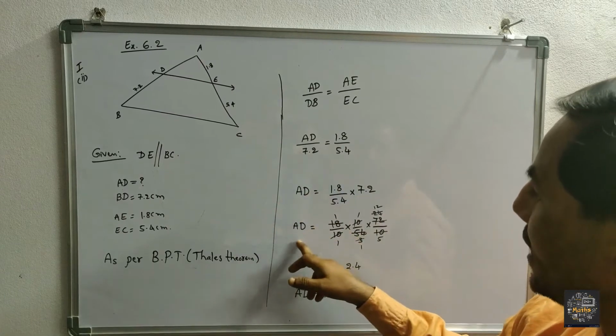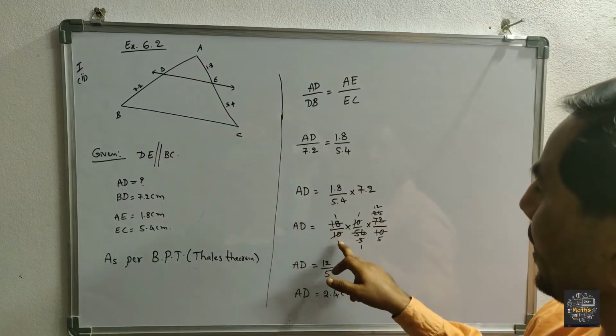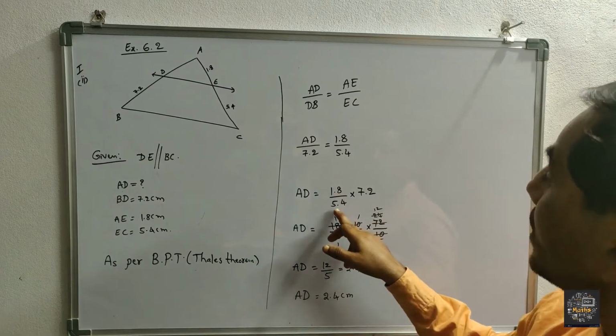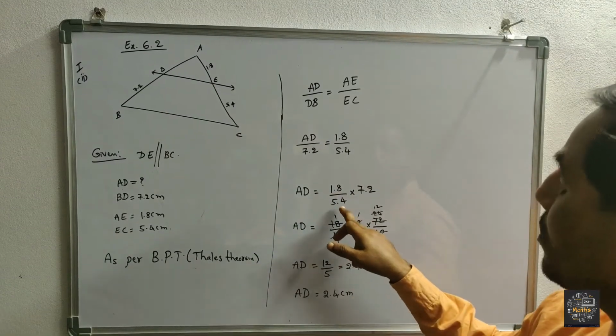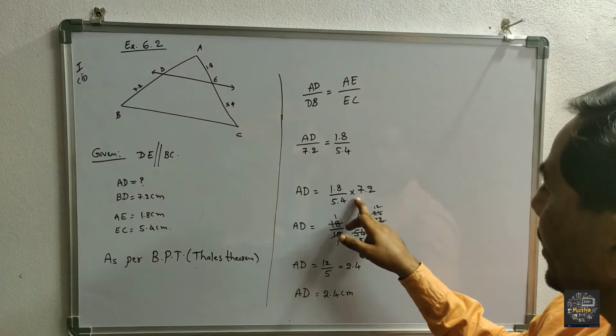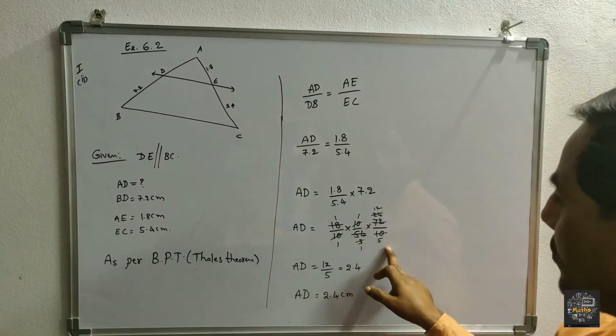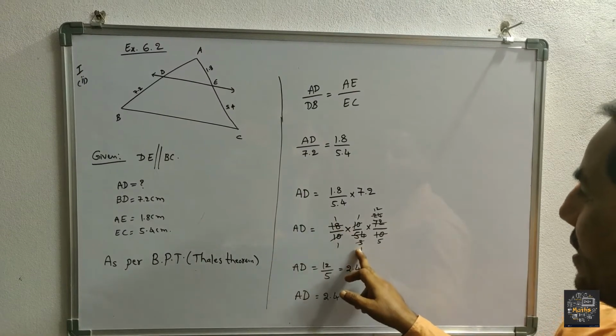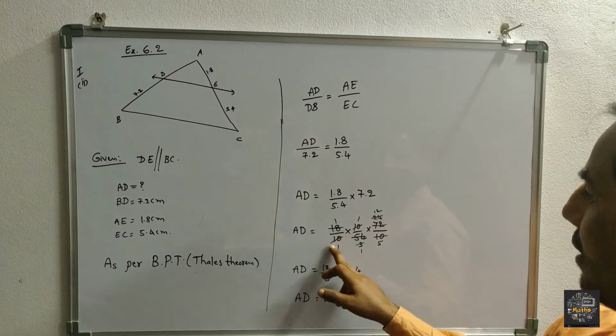Again, next AD is equal to 18 by 10, means I am removing the point here, 18 by 10, and again here 10 by 54, means point removing here, and into 72 by 10. So first of all, cancellation: 18 1 ja, 18 3 ja, 10 1 ja, 10 1 ja cancel.